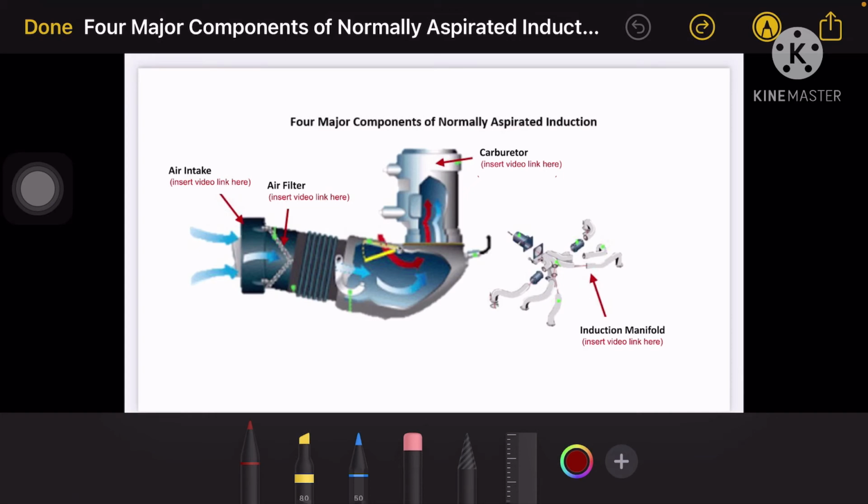The first one is the air intake, also known as the air scoop. As you can see here in our diagram, this is the air intake. As I explained a while ago on how the normally aspirated induction operates, while the aircraft is moving, the air will enter the air intake duct. So this is the air intake, and this is the air, and it will enter the air intake duct. It is used to direct outside air to the carburetor or other fuel metering devices.